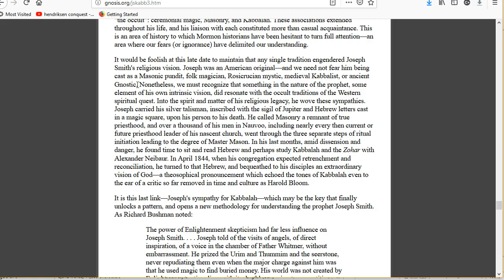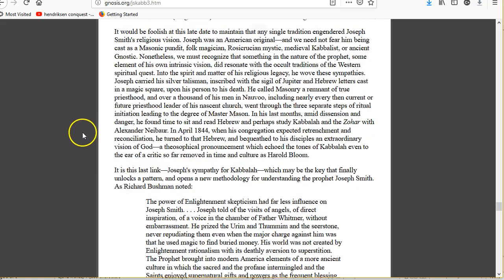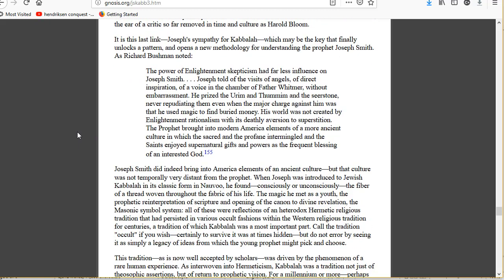In his last months, amid dissension and danger, he found time to sit and read Hebrew and perhaps study Kabbalah and the Zohar with Alexander Neibaur. And in April 1844, when his congregation expected retrenchment and reconciliation, he turned to that Hebrew and bequeathed to his disciples an extraordinary vision of God, a theosophical pronouncement which echoed the tones of Kabbalah even to the ear of a critic so far removed in time and culture as Harold Bloom. Though who knows how much of an actual critic Bloom is.